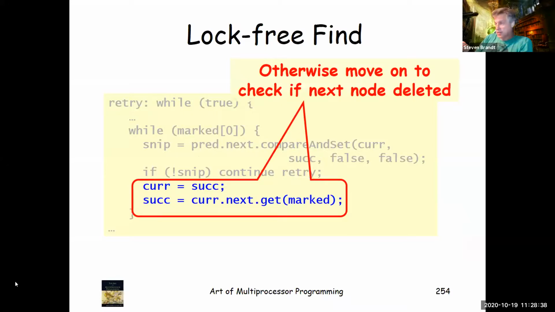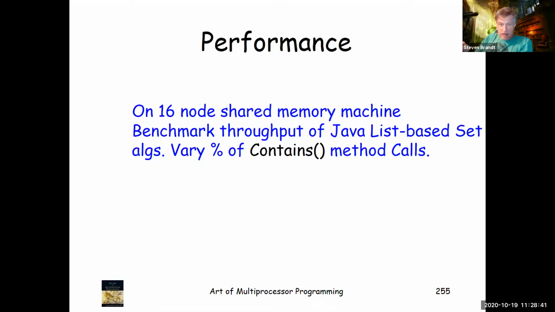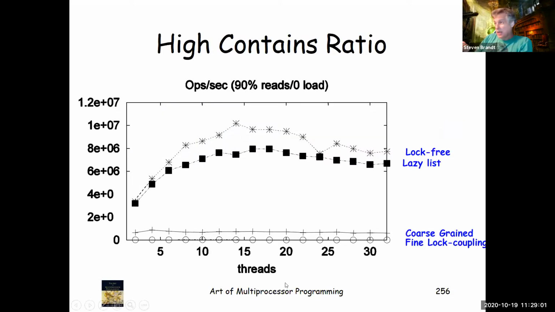Okay, so performance. And now we're going to show you some graphs of performance, which almost make sense. It was supposedly performed on a 16-node shared memory machine using our various Java list-based set algorithms. And they're going to vary the percentage of the method calls that are to contains. So this is our throughput in here. So coarse grained and fine grained locking are the worst, and the lazy and the lock free ones are the best. And this is 90% contains.